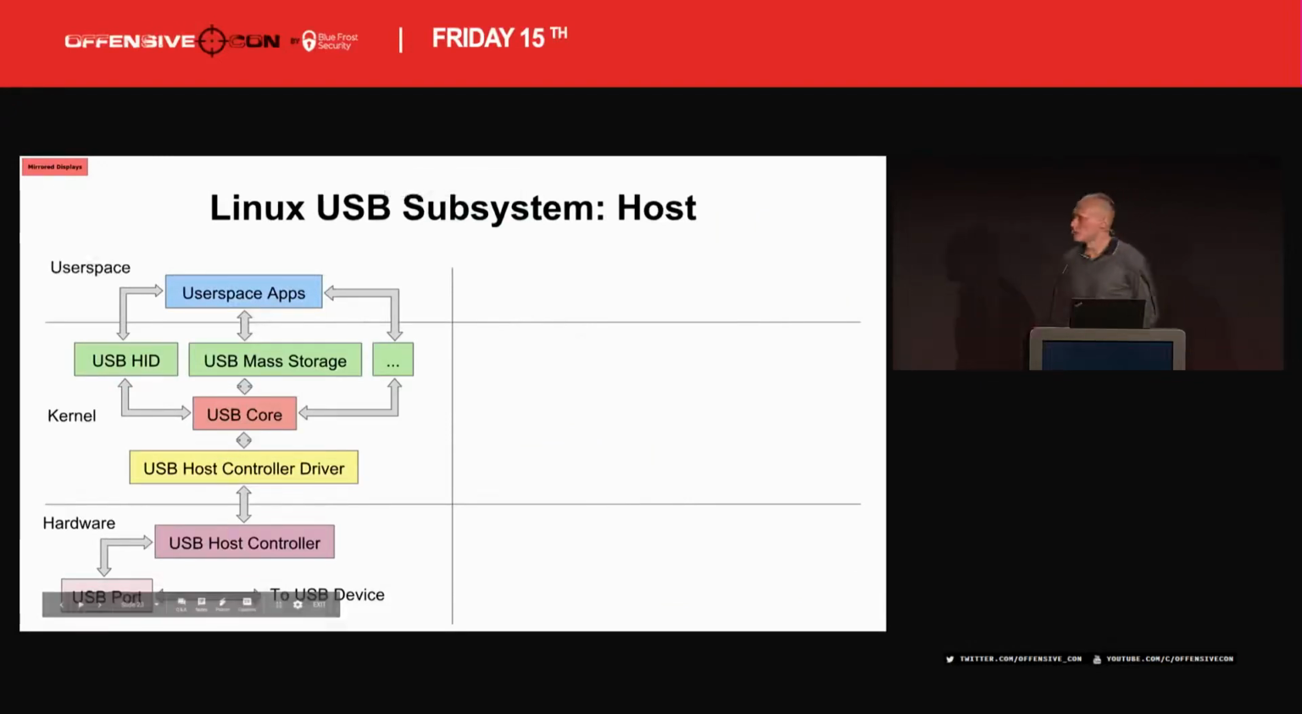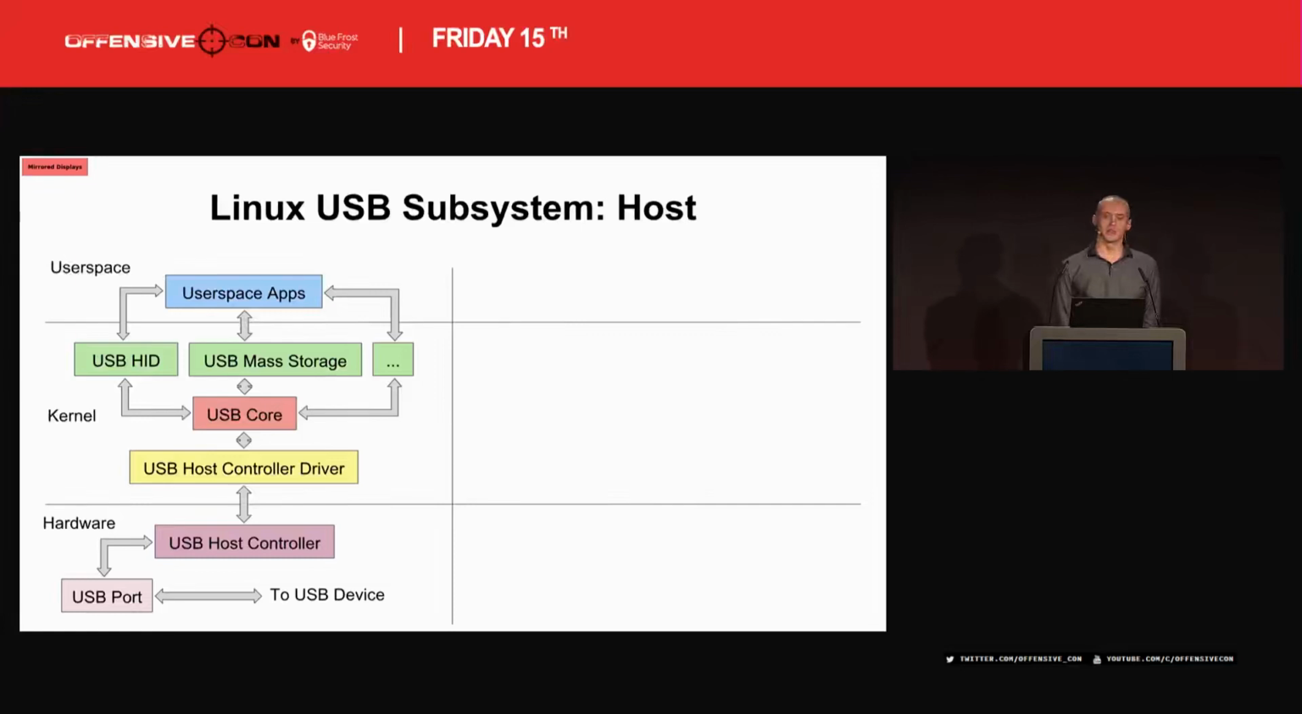This is a picture of how the Linux USB subsystem looks from the inside. I'd say this is easier to read from the bottom to top. We have three layers in this picture: the hardware layer, the kernel layer, and the user space layer. On the hardware layer, we have the USB port. That's where we plug in our device, right?